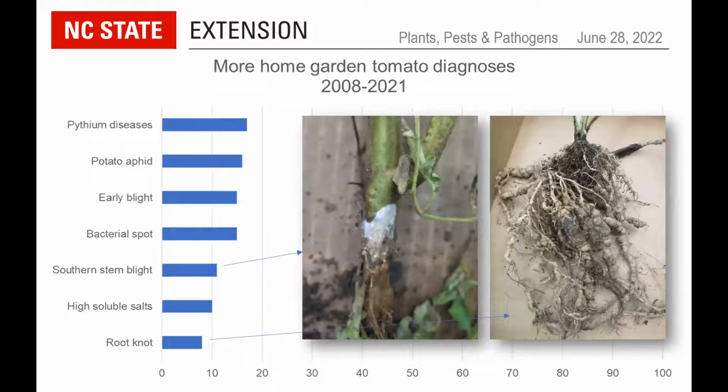Southern stem blight, shown in the photo here on the left. Again, the development of the mycelium there, and you can just barely see some of these sclerotia starting to develop here on the stem as well. High soluble salts and root knot nematode would be the one pictured on the right. On tomato, it does tend to form rather large galls, so fairly easy to see.